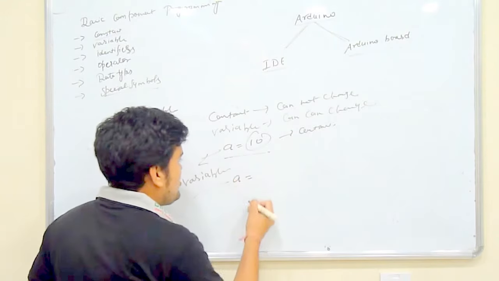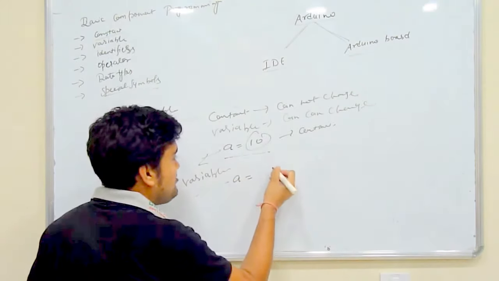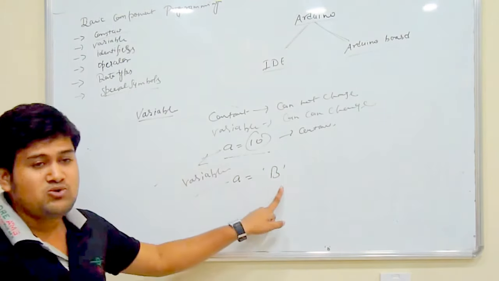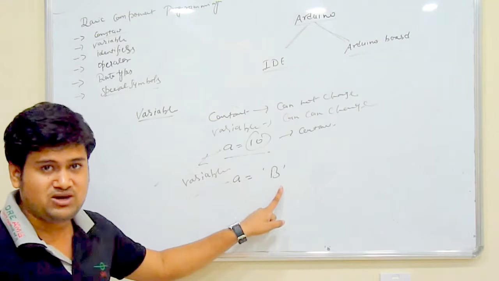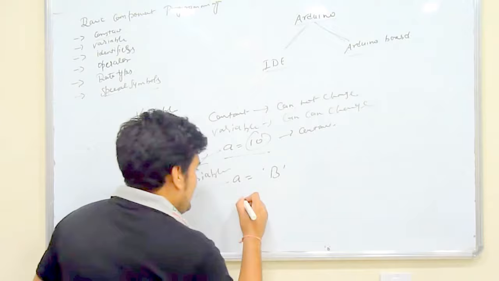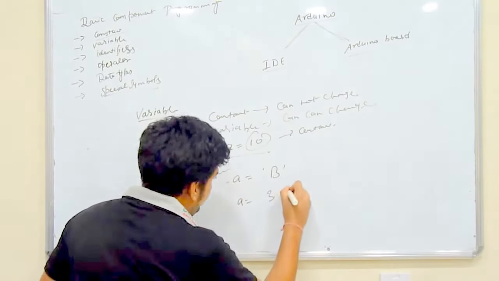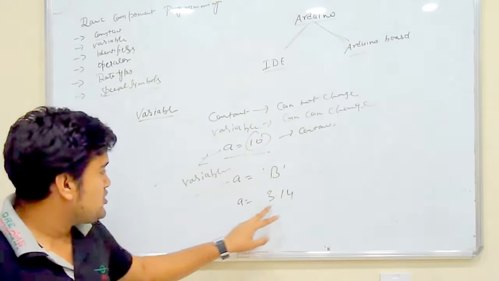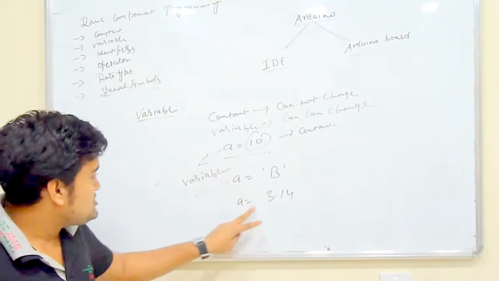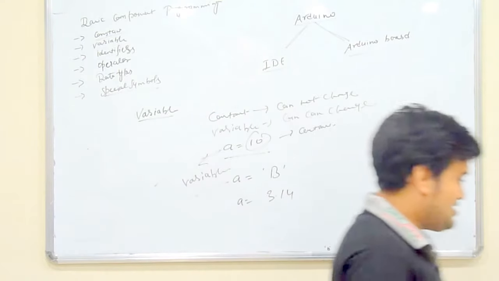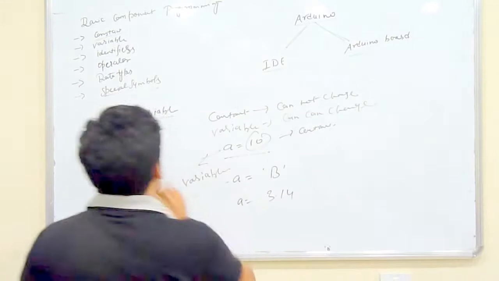Similarly, we have many more variables like this. a equal to B. B is a character value here, and this character value is stored into a. Similarly, a equal to 3.14. Here 3.14 is a floating value, which is stored into the variable a. So this concept is called the variable concept. The next one is called the identifier.